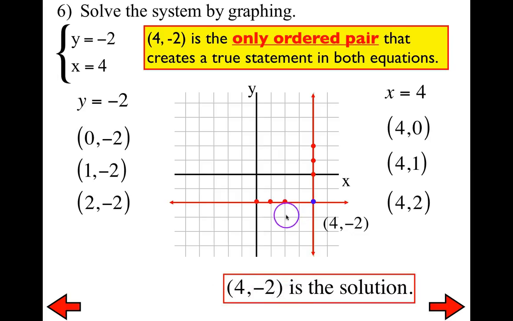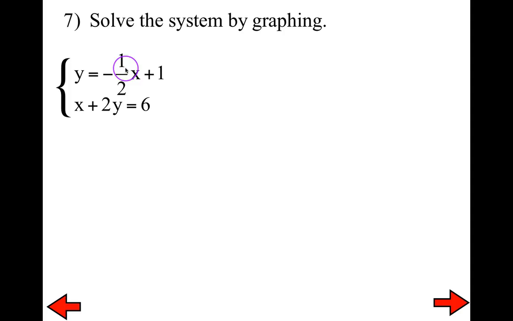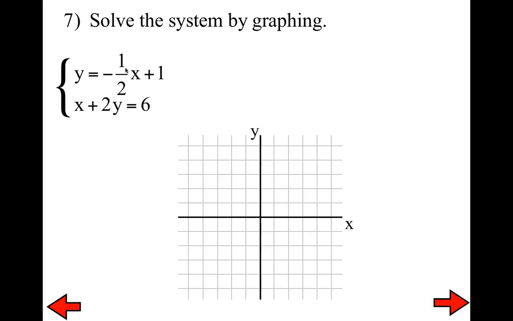In fact, it's the only solution because this is the only point in which the lines will intersect. So this will work for both, and this is the only time it will work for both. Okay, so let's go ahead and graph the next one.